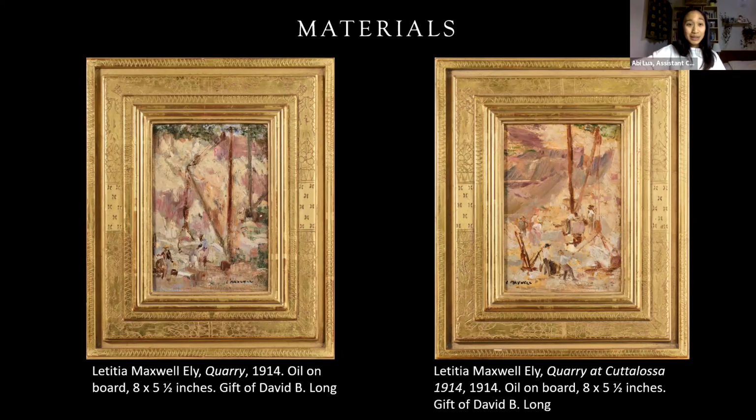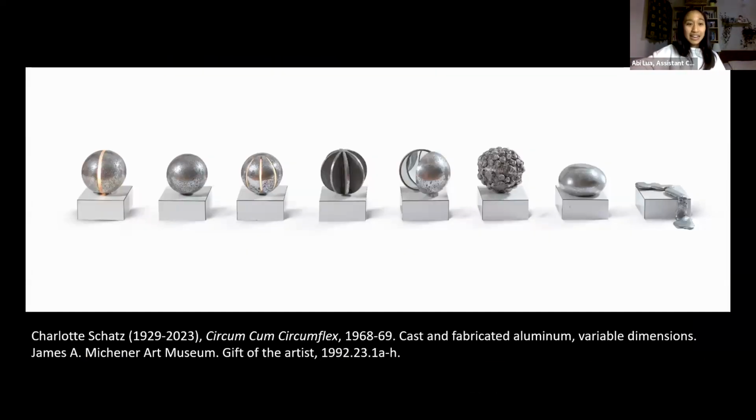And so just to kick us off with that painting, we can see how in Schatz's early sculptures, she really thought a lot about materials. Pictured here is Circumflex. Here Cheryl Harper writes in her essay in the accompanying exhibition catalog that in this sculpture, Charlotte Schatz really looks at the transformation of aluminum through its many stages.